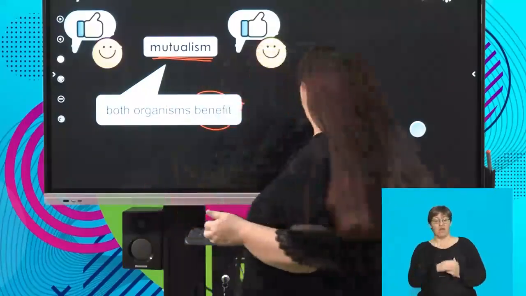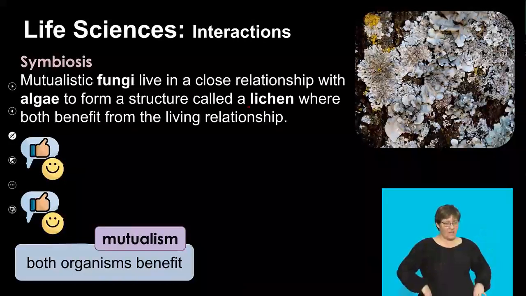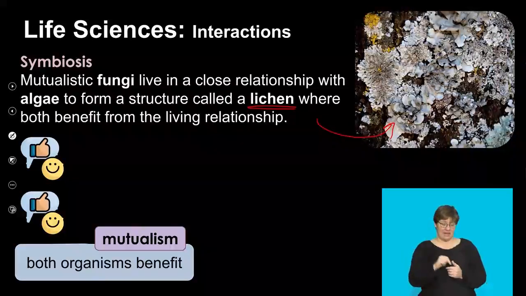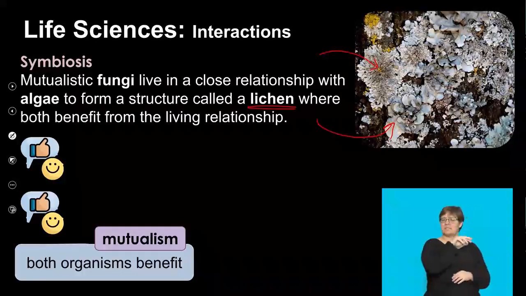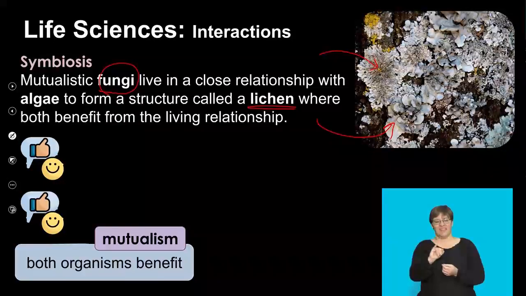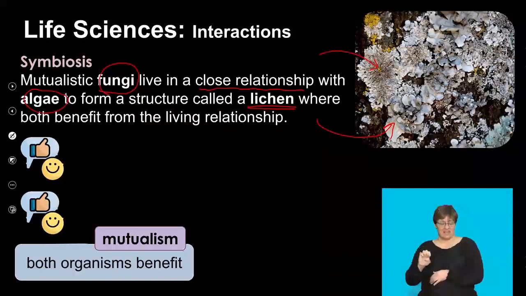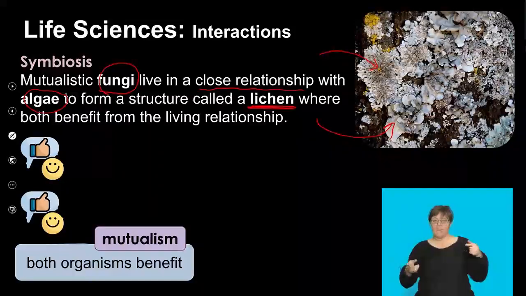So when we look at a mutualistic example, we can think of an organism that we recognize as lichen. And although it looks like lichen is one organism, in fact, it's made up of fungi living in this close relationship with algae. And it forms a structure called lichen. And both benefit. So it's thumbs up for the fungus, thumbs up for the alga.